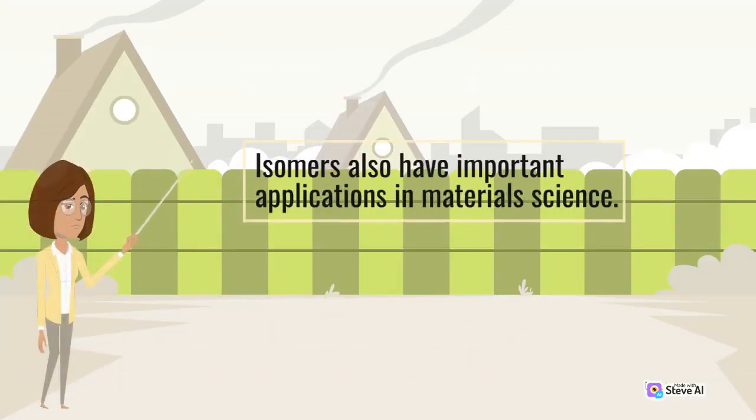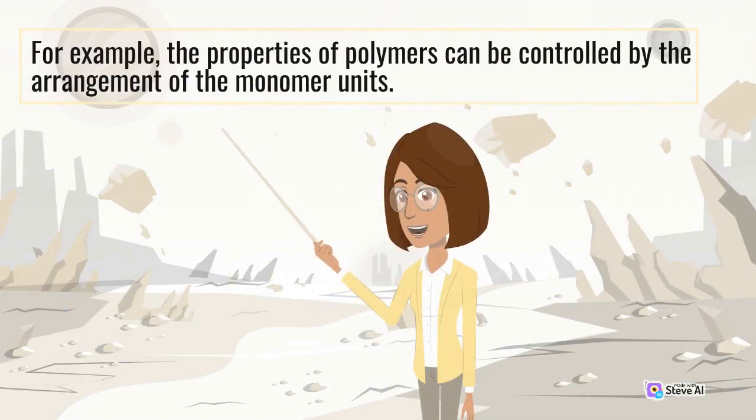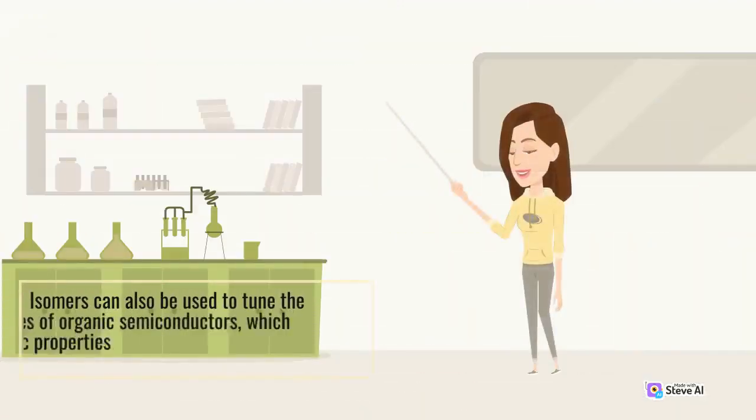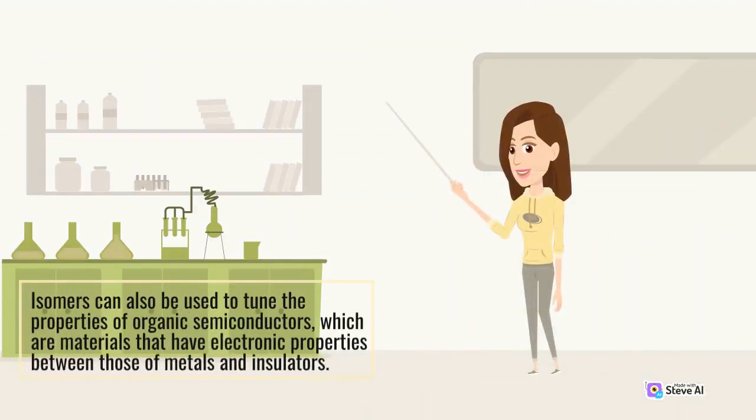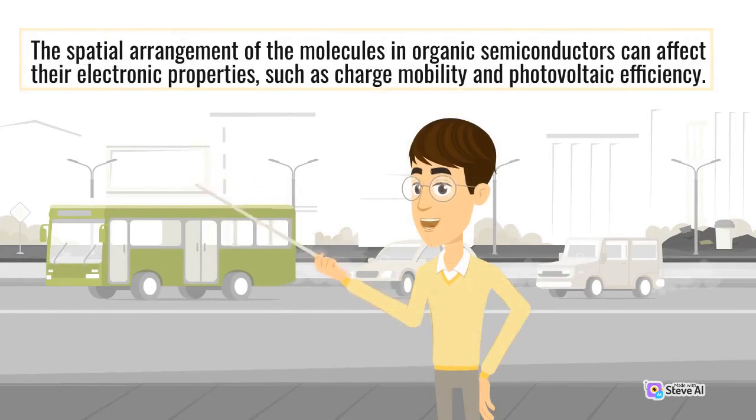Isomers also have important applications in materials science. For example, the properties of polymers can be controlled by the arrangement of the monomer units. Isomers can also be used to tune the properties of organic semiconductors, which are materials that have electronic properties between those of metals and insulators. The spatial arrangement of the molecules in organic semiconductors can affect their electronic properties, such as charge mobility and photovoltaic efficiency.